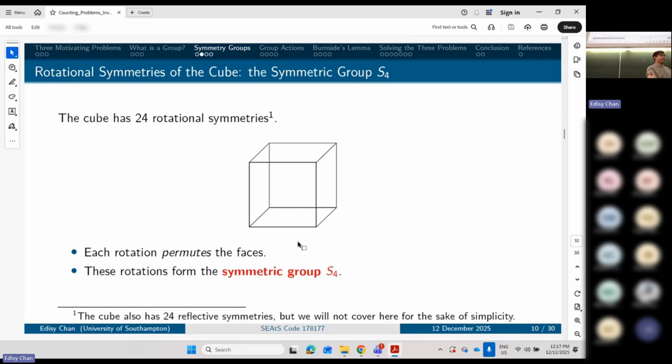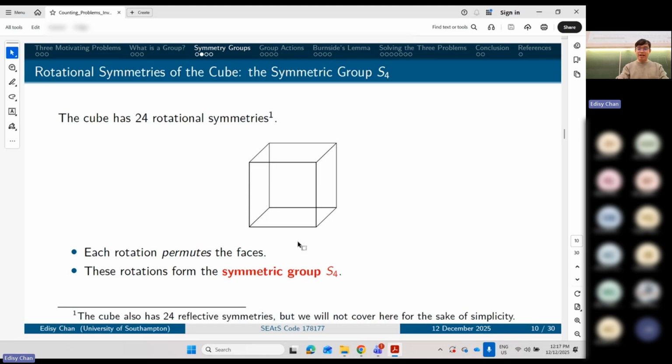I will show you that web app again to give you a better understanding of what's happening here. So the cube. For the cube, we actually have 24 rotational symmetries. For our consideration, we don't consider the reflective ones. We can actually reflect it mathematically, but in our physical world, it is not possible for you to reflect those cubes, the die, you cannot do that. So we only consider the rotational ones. There are 24 of them.